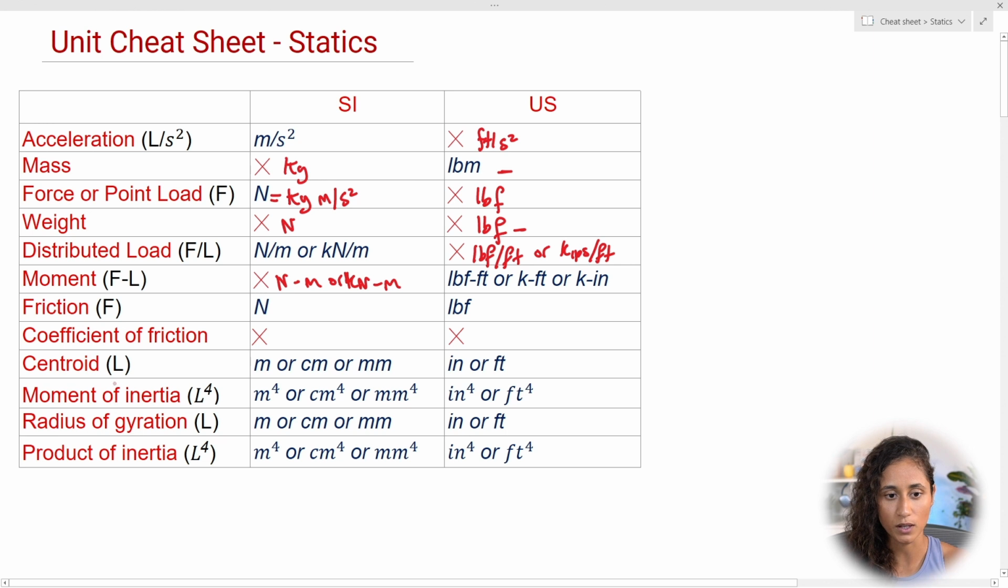Now let's go back to our table. So we have friction. So remember guys, friction is the force that is parallel to the surface but opposing motion.